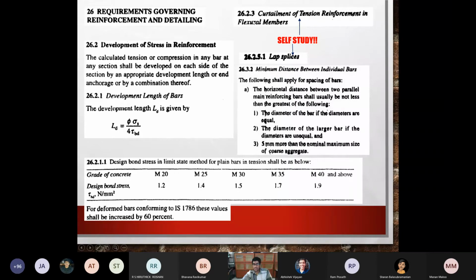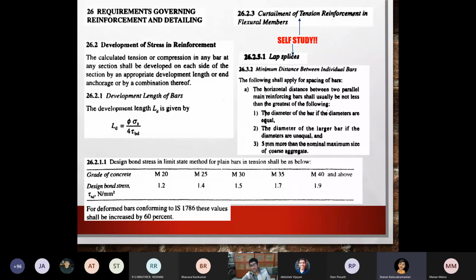So there's something known as curtailment. Please study it through your code book. Curtailment, the word: what is the meaning of curtail? English meaning? Literal meaning? Stop or avoid something. Stop.